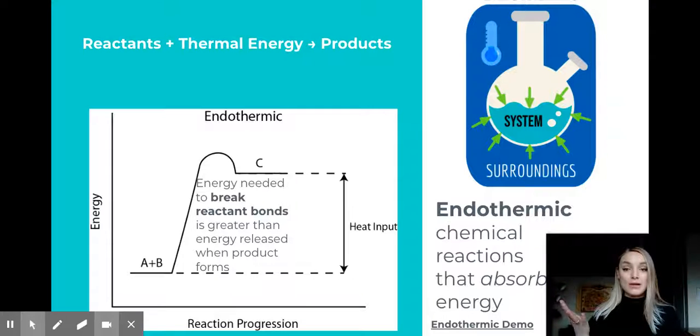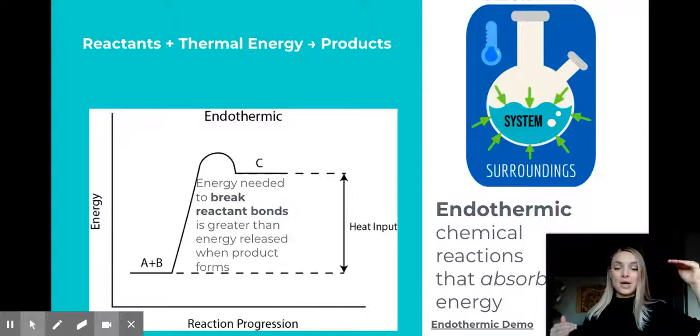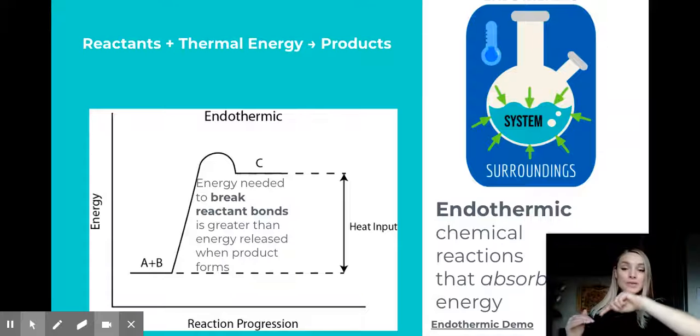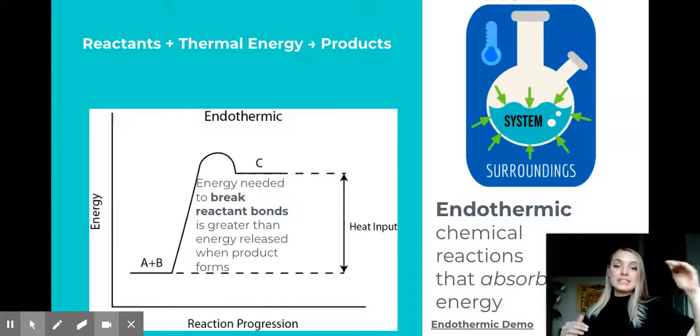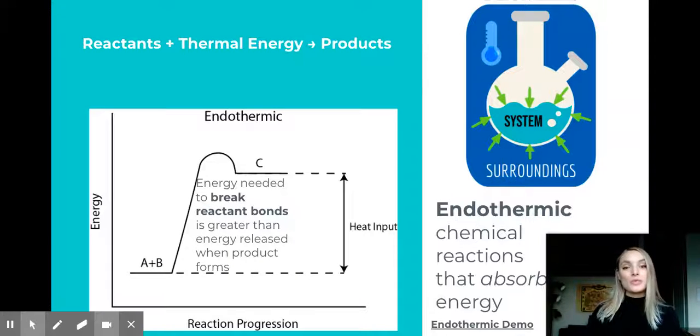If we look at the graph I've got on the left side of the screen, which is the reaction progress versus energy, we can see that our reactants, A plus B, have a lower energy than our products, product C. And so over time, as that reaction is occurring, we're increasing the energy in the system to get to our products, C. So we have an overall input. We're adding thermal energy to our system in order for the reaction to occur.